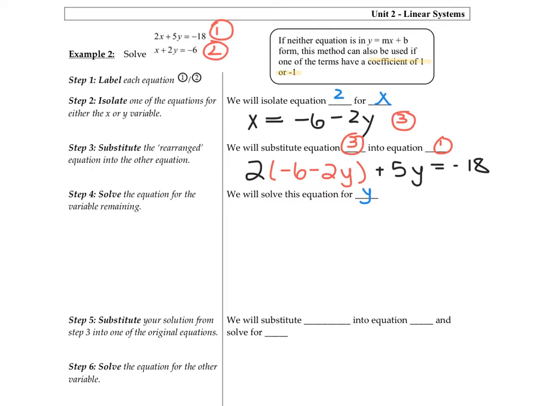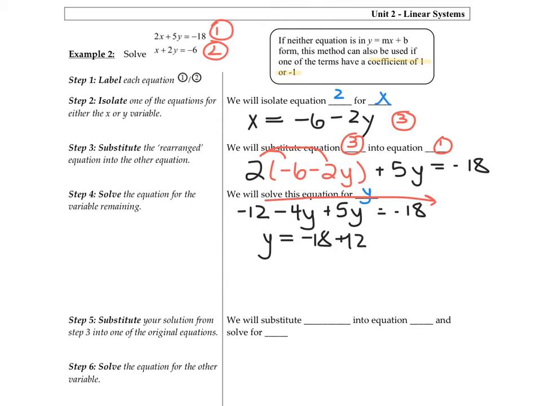Make sure, when you have brackets, distribute the 2 into both of the terms inside the brackets. So we should have -12 minus 4y, not minus 2y, plus 5y equals -18. If you don't distribute properly, your answer is going to be wrong. Okay, and now let's clean it up a little bit. I'm going to bring the -12 to the other side, but -4y plus 5y is just equal to y. And when I bring -12 to the other side, it becomes addition, so that my final answer is -6.